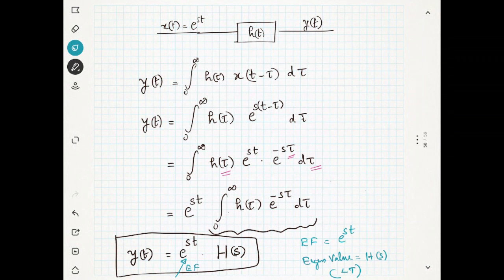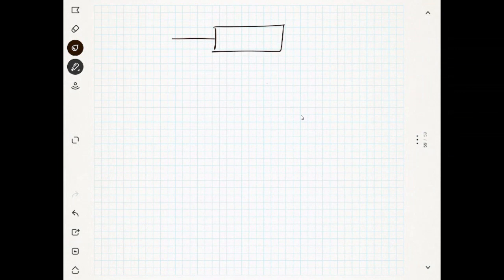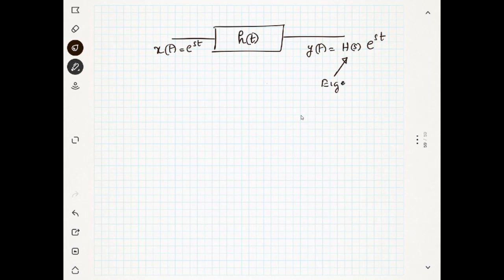Now I am going to take some arbitrary input. There is a system. If I give my x of t, which is equal to e power st, I will get an output. What will be my output? H of s multiplied with e power st. What is H of s? It is the eigenvalue. And what is e power st? It is the eigenfunction, right?